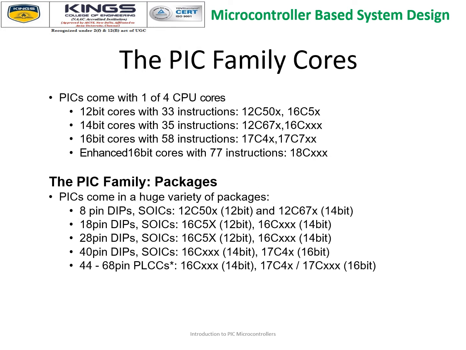So these are some of the versions of PIC. PICs come with one of four CPU cores. 12-bit cores, which consist of 33 instructions, and the examples are PIC 12C50X and PIC 16C5X. 14-bit cores with 35 instructions, and the versions are 12C67 and the 16CXX series.